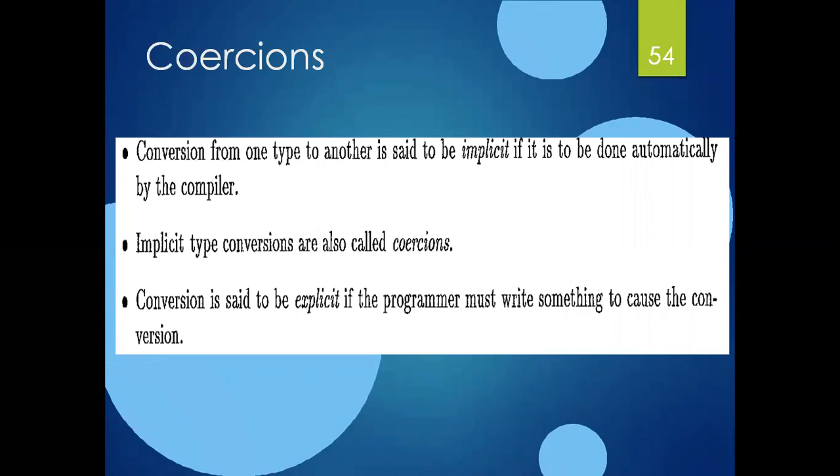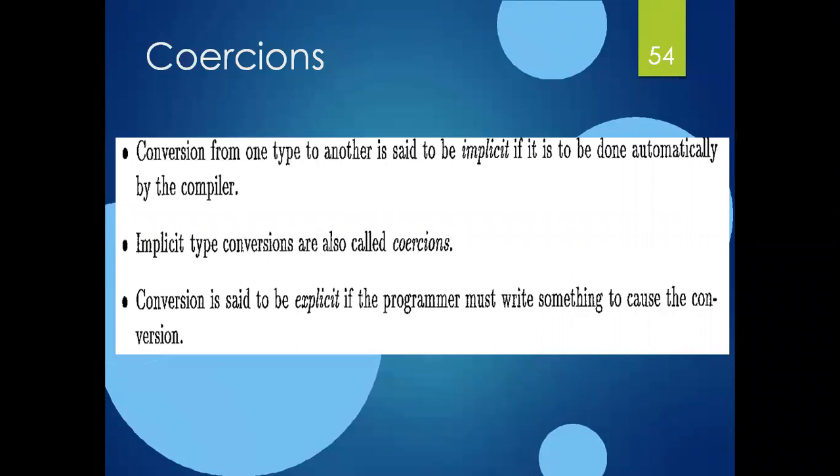One is implicit and another one is an explicit conversion. When do we say that it is implicit? If the conversion is done automatically by the compiler, then it is an implicit conversion. This is done by coercions, that concept we are naming as coercions. And here, if it is automatically done by the compiler, there is no loss of information.